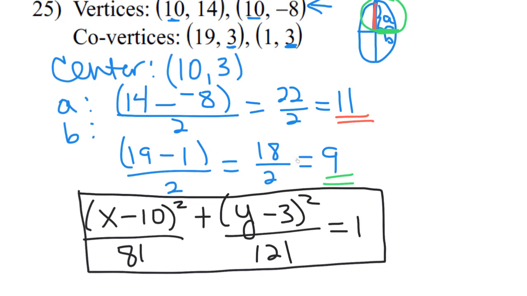Here we have y minus 3 squared, which is the direction that A is on. So we're going to put our A value underneath the y. And this is going to be 11 squared, which is 121. And that's it. We've written our equation for the ellipse.